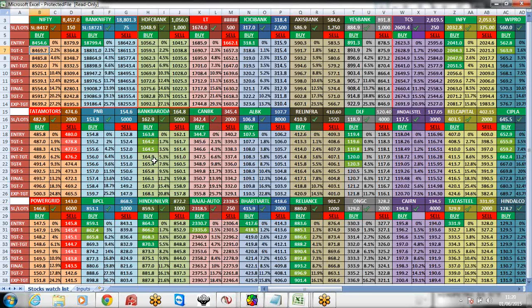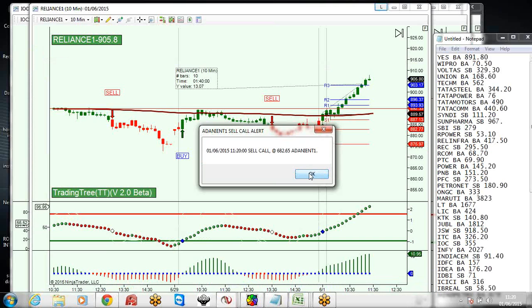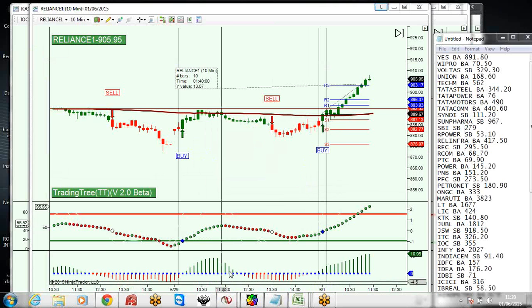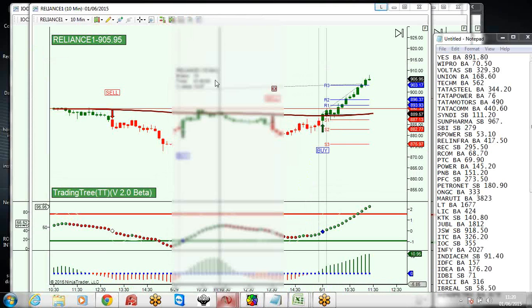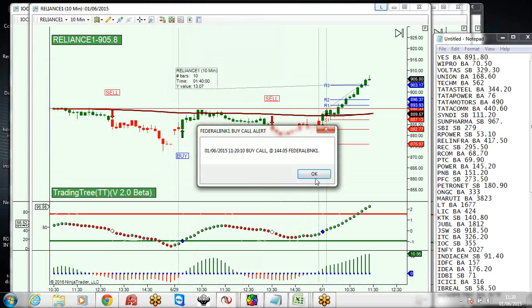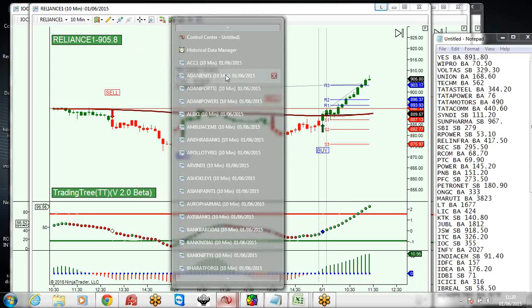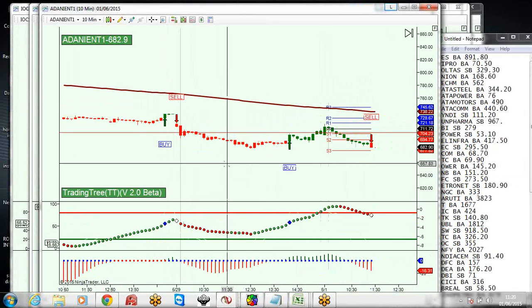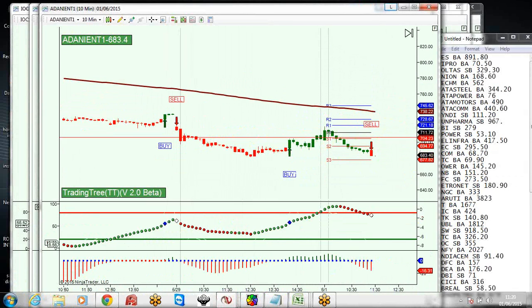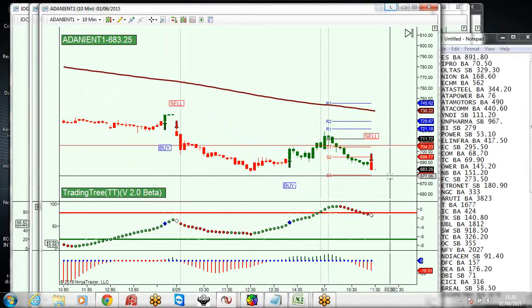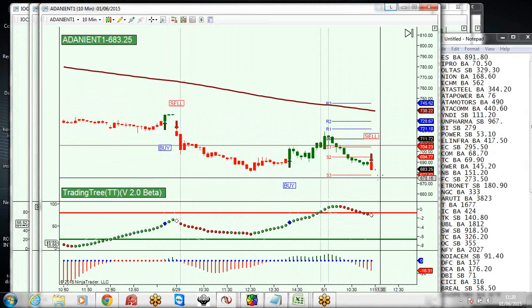There is a sell call in ADANIPORTS1. There is a buy call in FEDERALBNK1. 667.80.